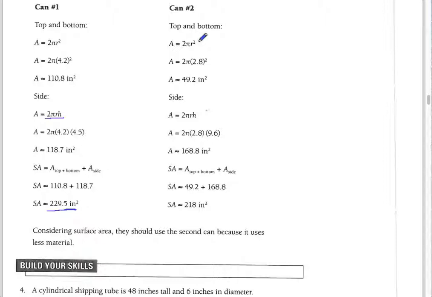Can 2, the same idea. Area of the top plus the bottom, and this gives us 49.2. Area of the wrap around the side, 2 pi r times the height, and those dimensions for the radius was 2.8, the height was 9.6, giving us 168.8. If we add those together right here, we get a total of 218. So it looks like in the taller can we actually use a little bit less metal. That's what they're asking us to do there. Okay.